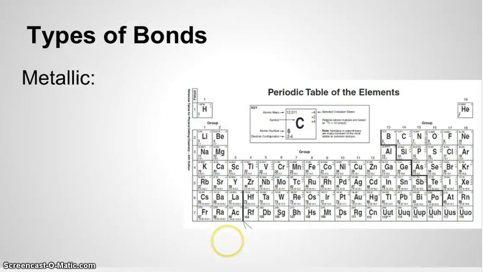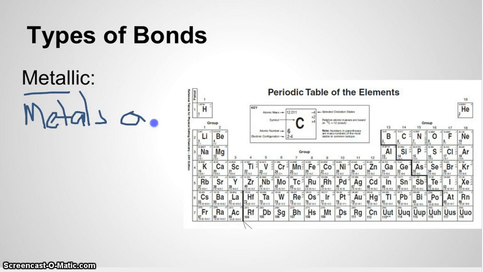And our last type of bond is a metallic bond. Metallic bond, just like the name entails, is only going to have metals. You don't have to worry about electronegativity difference because it's only metals. The key words that are going to come up, and we'll talk more about this later, is that you're going to see what's called a sea of electrons.